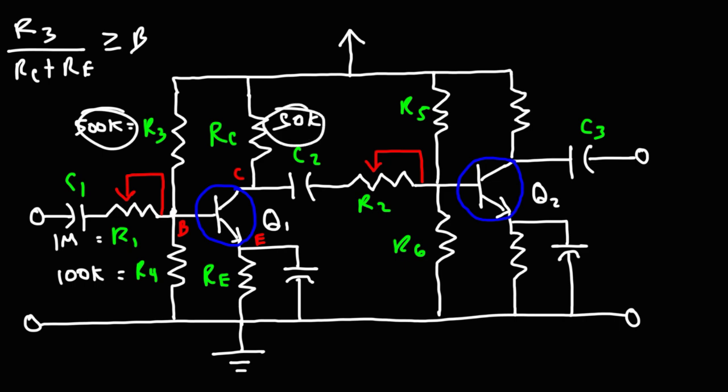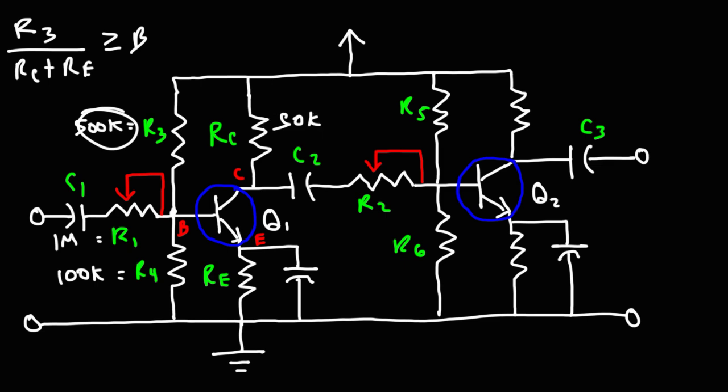So based on that example, the beta for that circuit with those values of R3 and RC should be around 10 if you don't take into account the other resistors, or assuming that they're negligible. And that will greatly limit the current gain, where the beta could be as high as 300.